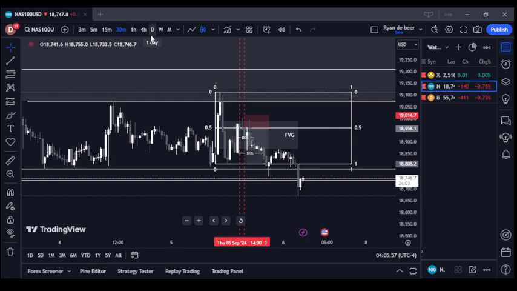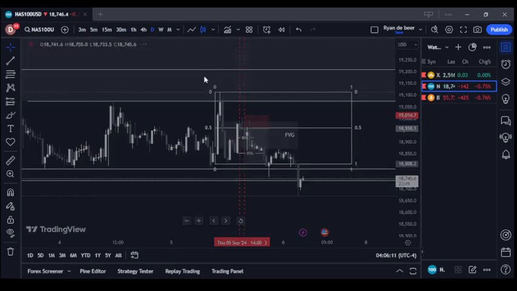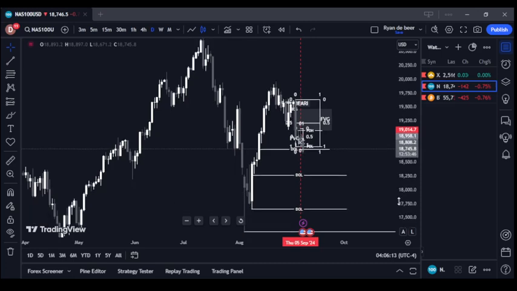So yeah, let me just show you guys exactly what I saw and the reason I took my trade and what my bias was going into the day. By the way, this is yesterday's trade, the 5th of September 2024. Okay, let's go. Daily time frame.